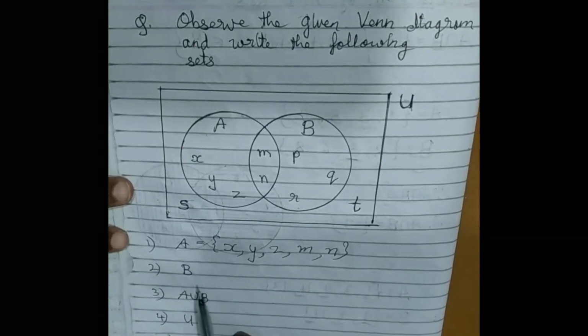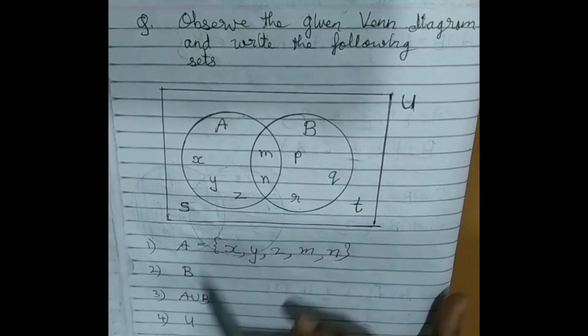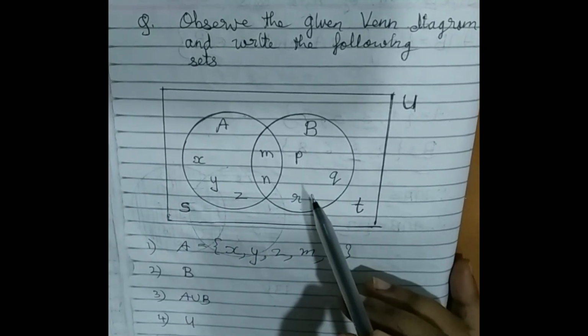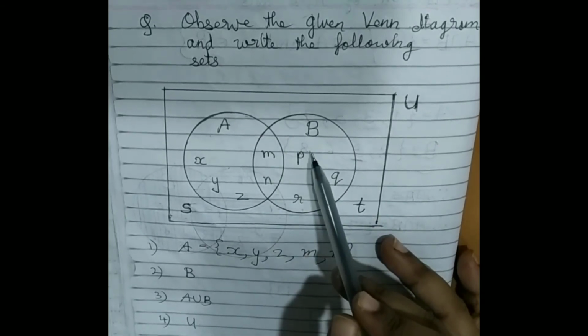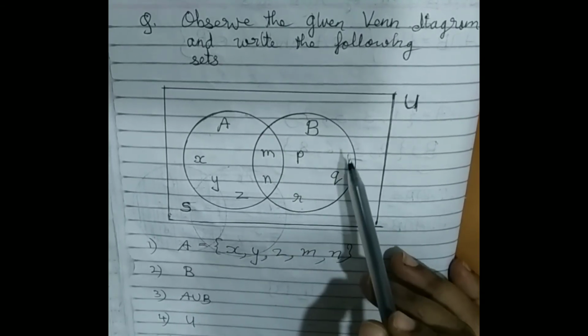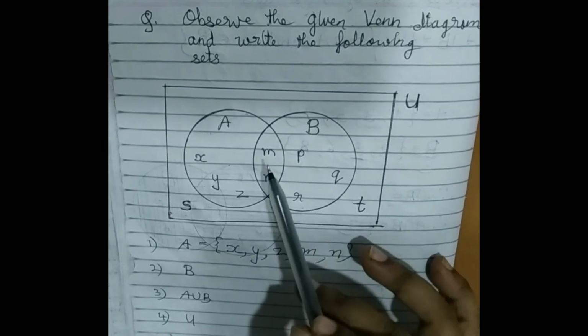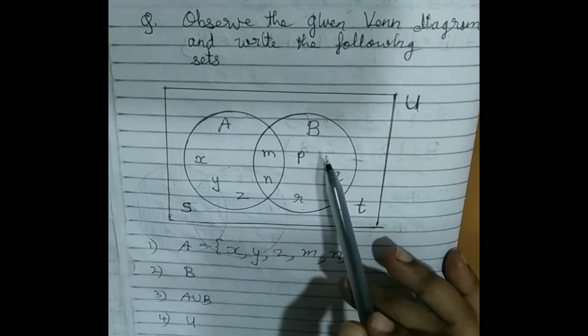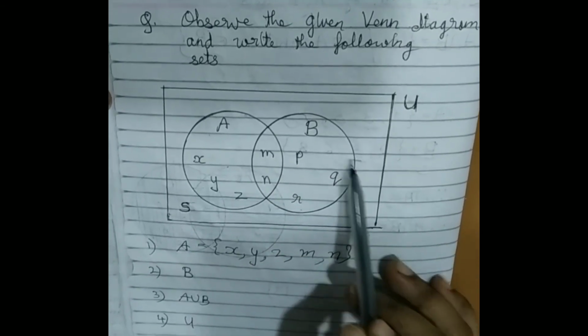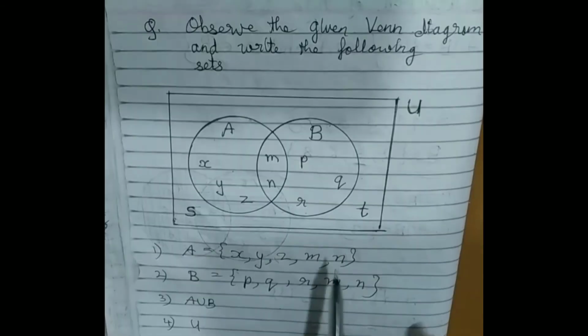Now second, B. What are the elements of set B? See, this is the B, set B. Okay, second circle. So what are the elements? P, Q, R and M, N. Okay, M, N is also in B, right? So what are the elements of B? P, Q, R, M, N.